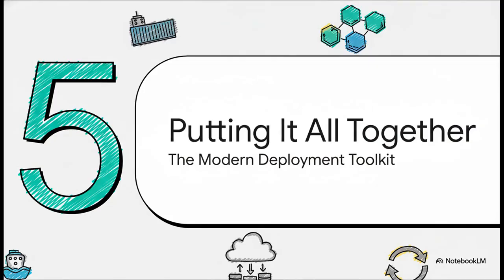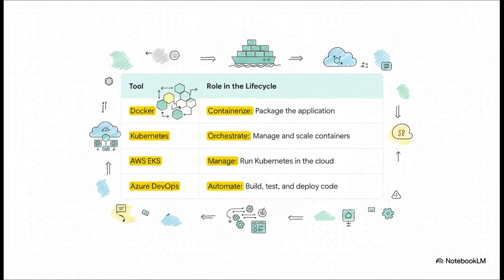Okay, let's zoom out for a second and put all of these pieces together. Let's look at the complete picture of what a modern deployment toolkit really looks like. And here it is. You can see the entire flow all working together. It all starts with Docker, which packages up the application. Then Kubernetes orchestrates all those containers at scale. AWS EKS gives us that managed environment to run Kubernetes without the operational headache. And finally, Azure DevOps automates the whole CI/CD pipeline, taking code from a developer and delivering it straight to the cluster.